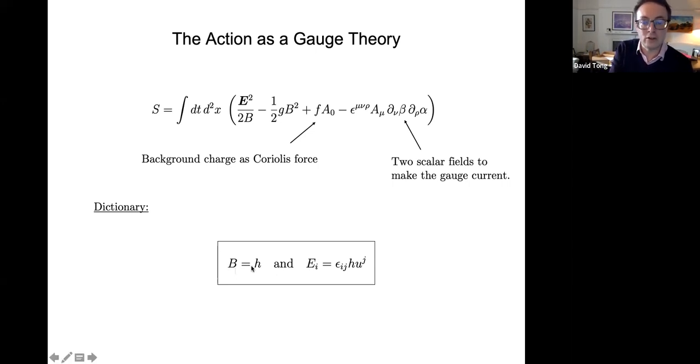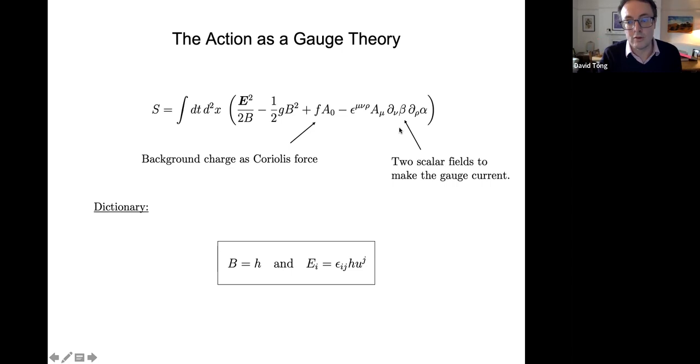The magnetic field is the height of the fluid, and the electric field is the velocity of the fluid multiplied by the height with an epsilon symbol. So electric field in the x direction is velocity in the y direction, and electric field in the y direction is minus the velocity in the x direction. All right, so that's the claim, and it's a simple claim to verify.